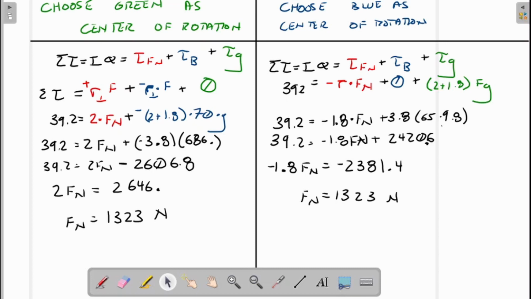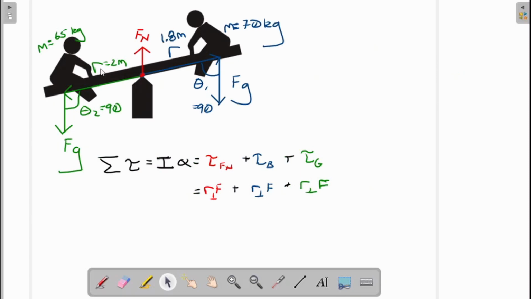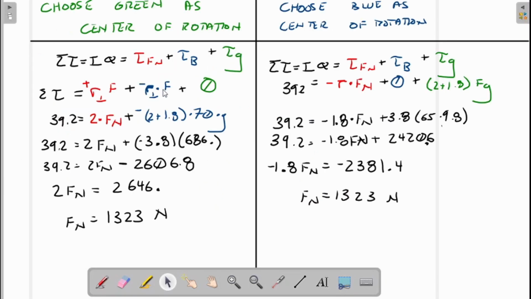Do be very careful that your radius is appropriate. If I'm measuring from the blue child, if I go back to my image really quick, the radius is the 1.8. Or if I'm measuring from the green child, that's 2 meters. So that normal force's distance will vary based on where you start from and how you go about it. So do be very careful about that. But if you did everything right, the math bears it out. And you get the 1323 newtons. And that's torque in a nutshell.